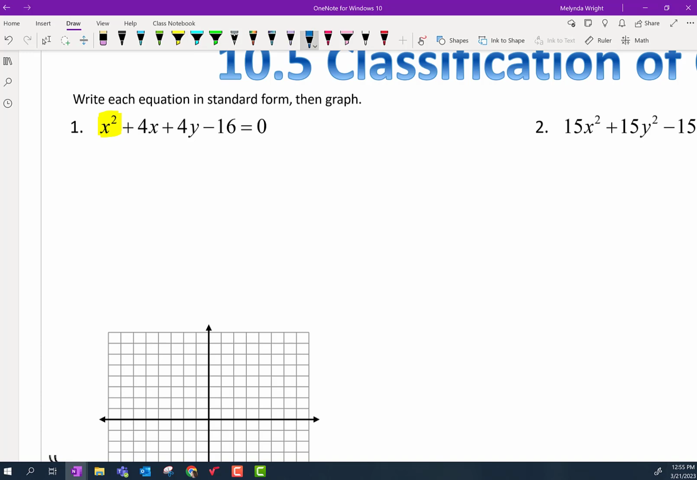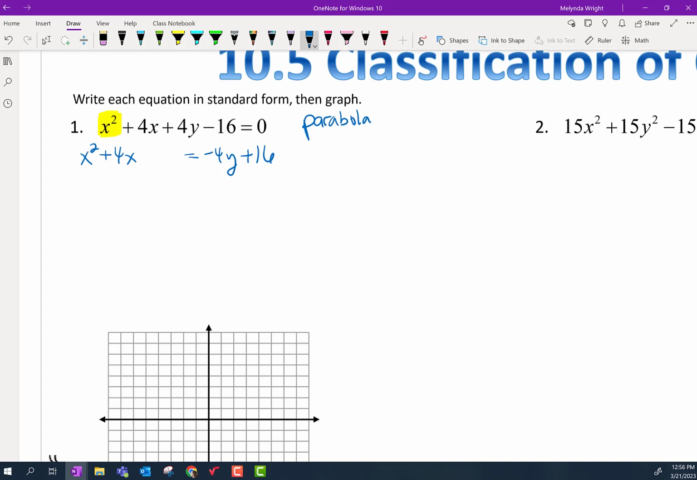Since there is only one squared variable, this is definitely going to be a parabola. That's how we can tell before we even start working with it what kind of conic it's going to be. That really helps me as I start with my work trying to decide what to do. I'm going to keep the squared part over here on the left side, and I'm going to go ahead and move the constant and the y to the other side to start the process.